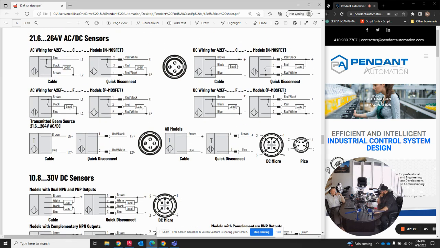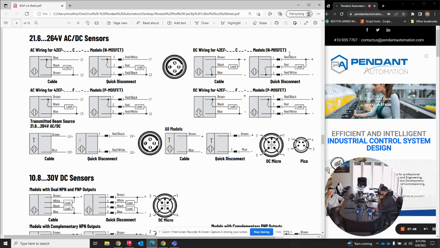And now here's what I wanted to talk about, this caveat: 120 volt. So I know the sensors say 21 to 260, and I actually think we use these 42 EFs.